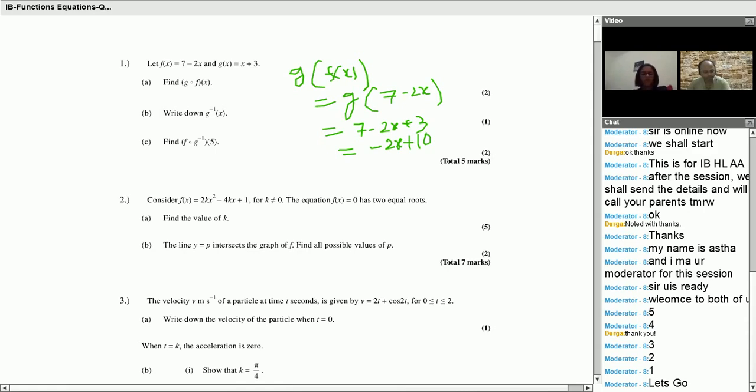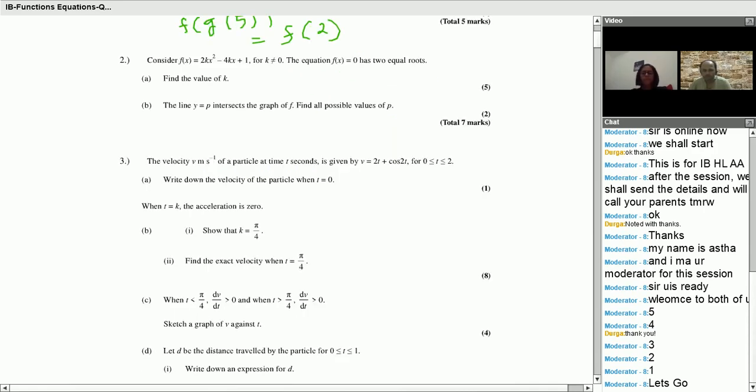5 minus 3 is 2. So 2x is 4. So it's 3. Your answer would be 3, I believe. f of g inverse of x. So you got g inverse, right? g inverse of 5, what would be its value? 2. Okay. So f of 2 is 3. Yes, it's fine. So let's come to question number 2.